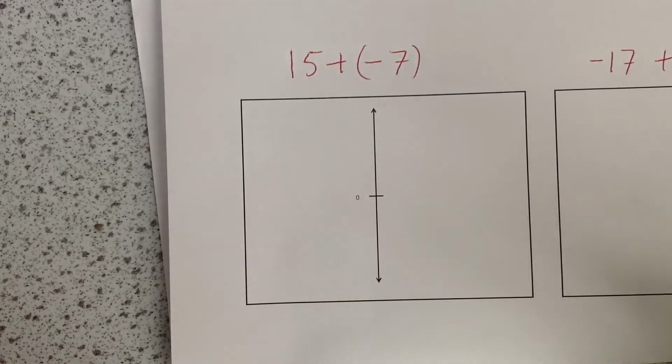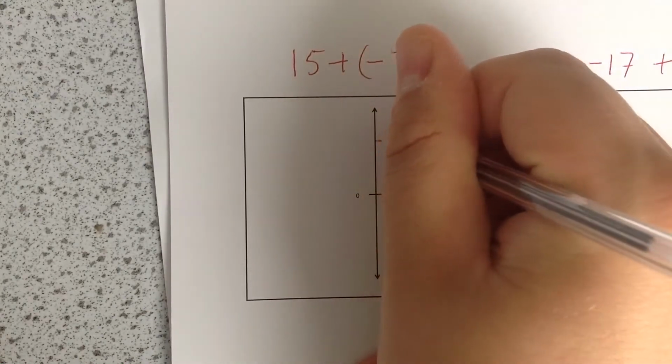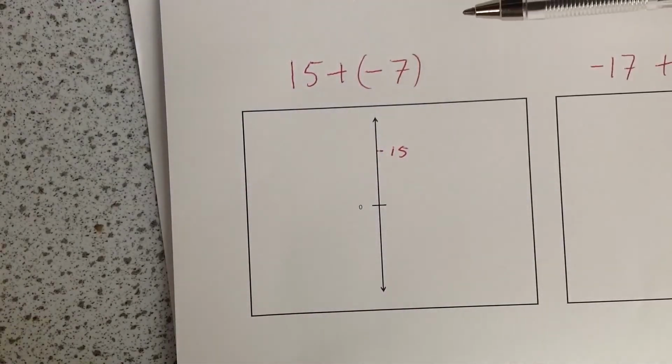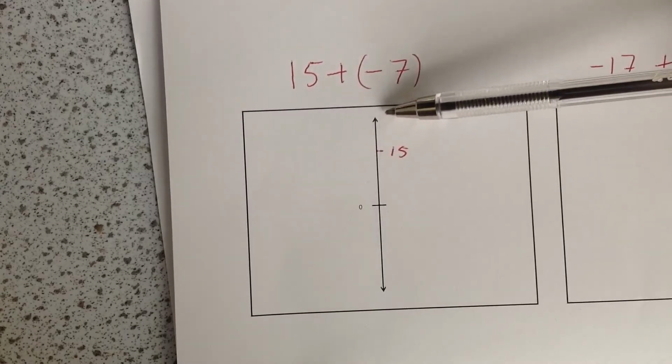So the starting point of this question is 15, so I'm just going to roughly place 15 on that number line. As you can see, it's above 0. Now, if we were adding positive 7, we would go up this number line. We would go further up from 15 and count 7 up.